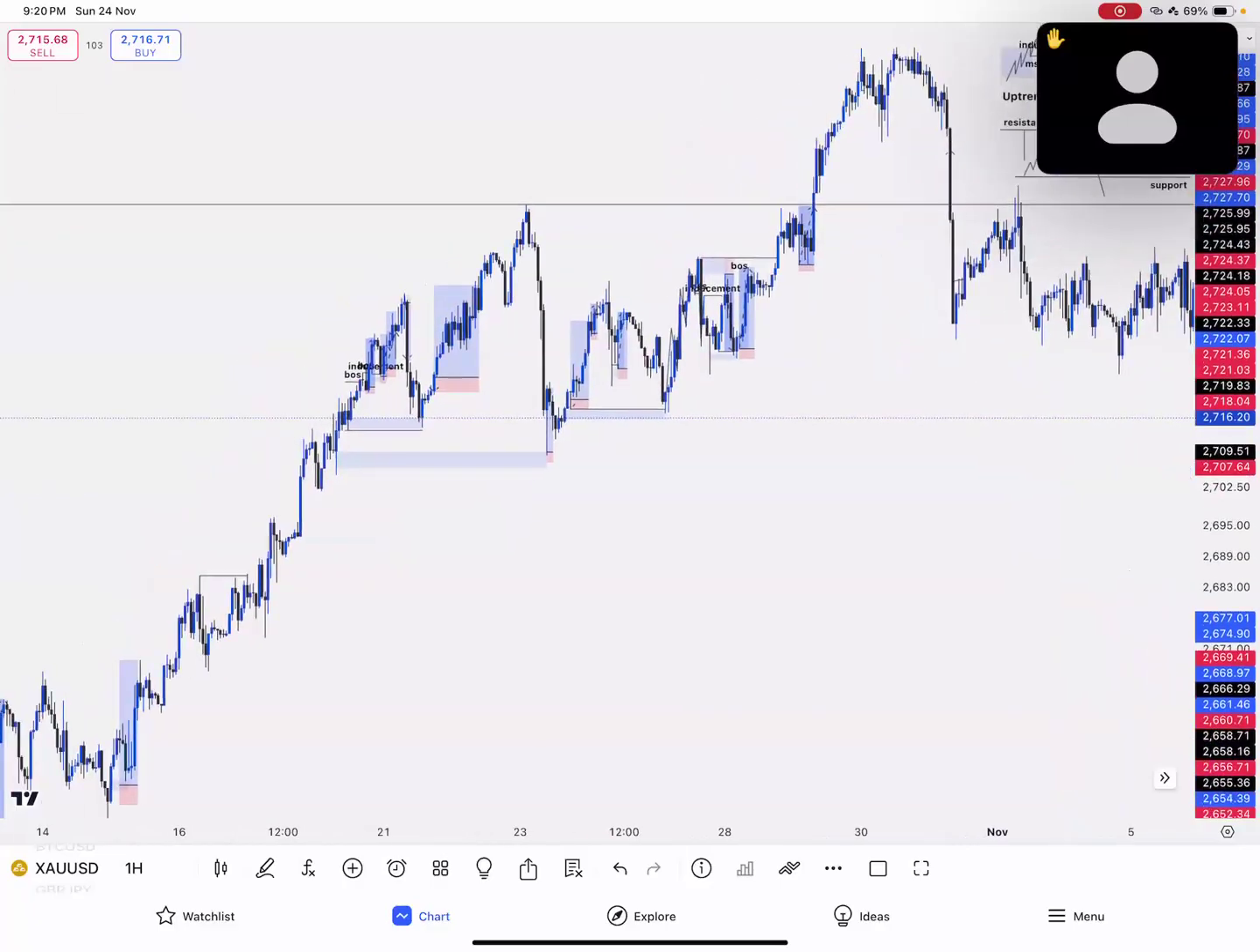If you pay attention here, what was the market doing since? Is the market not bullish? This was a break of structure to the upside. No, the market made an inducement. This is what you're calling an external structure, calm down.